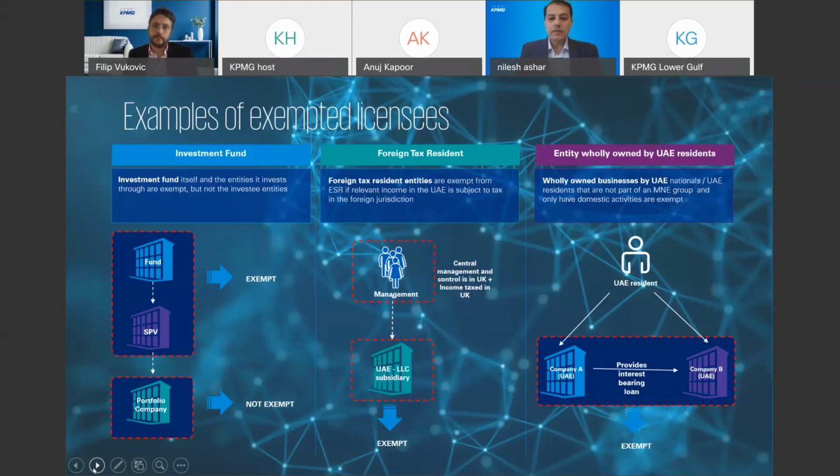The third category are UAE businesses which are owned by UAE residents, and UAE residents is defined to include UAE citizens as well as non-citizens, but those that are resident in Dubai or in the UAE under a residency visa. And if they purely carry out domestic operations, those types of entities are again entitled to an exemption under the regulations. Next slide, please.